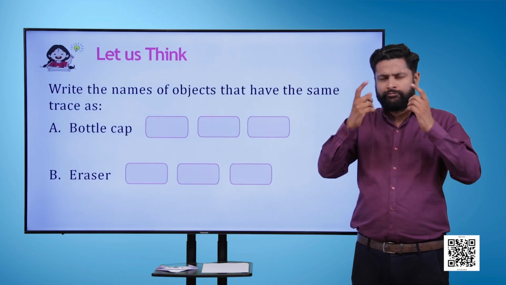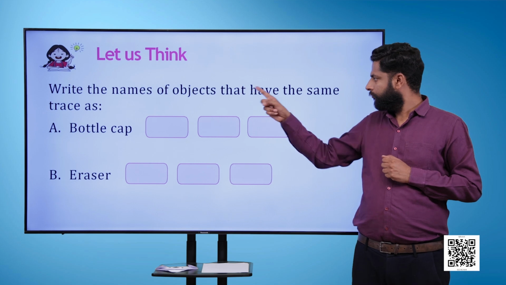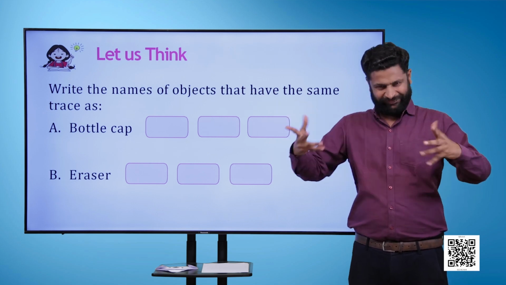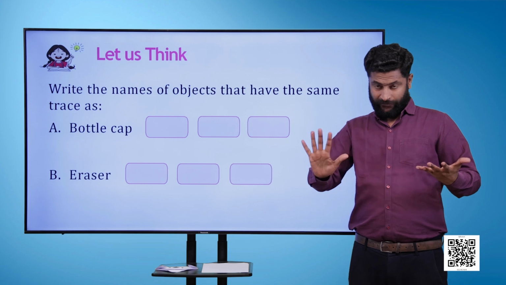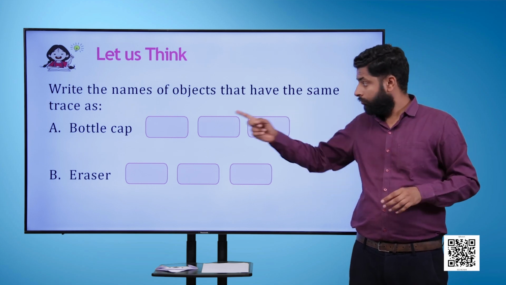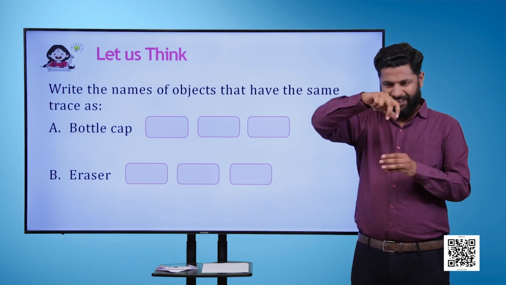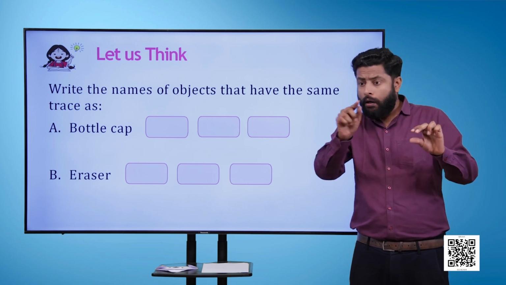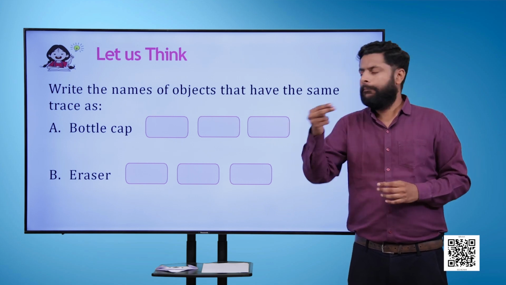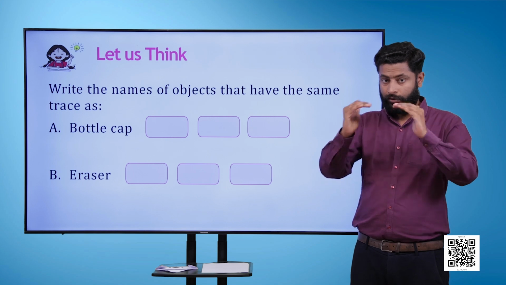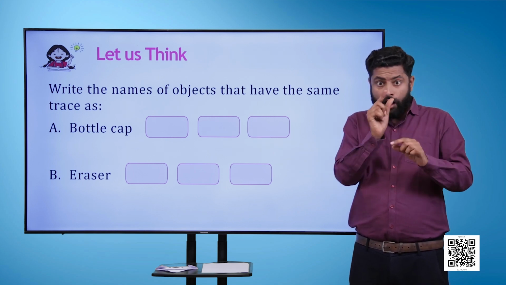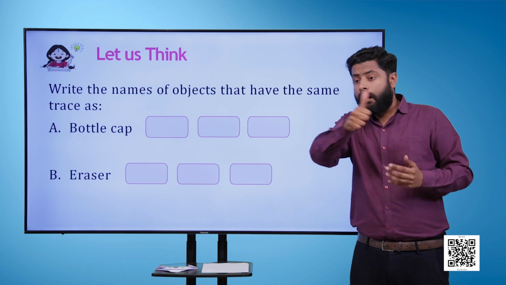Let us think. Write the names of objects that have the same trace as A. Bottle cap, blank, blank, blank. B. Eraser, blank, blank, blank.